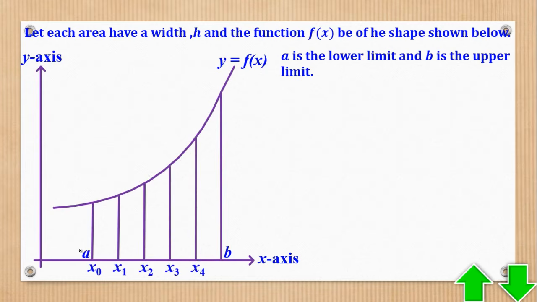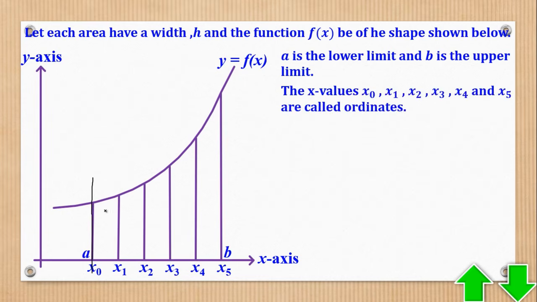So now we also have what we call ordinates. Now these lines are what we call ordinates. These lines which divide the area are called ordinates. Now you have seen two terms. There's what we call strips.